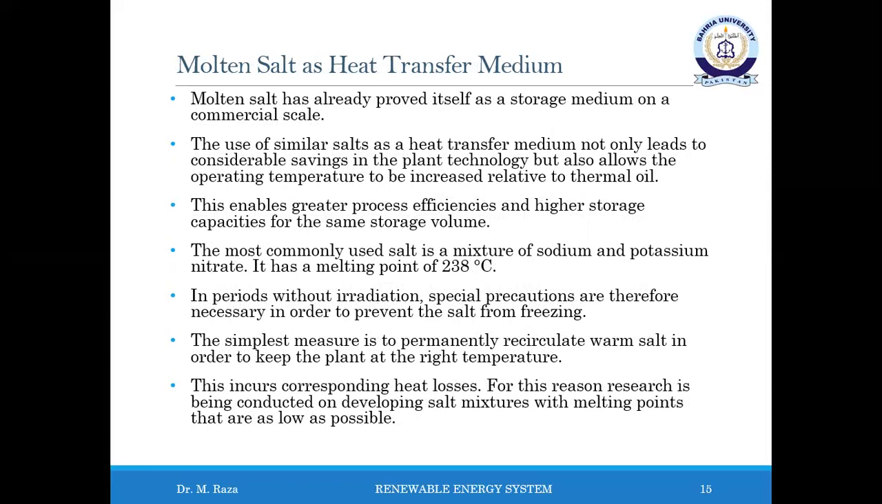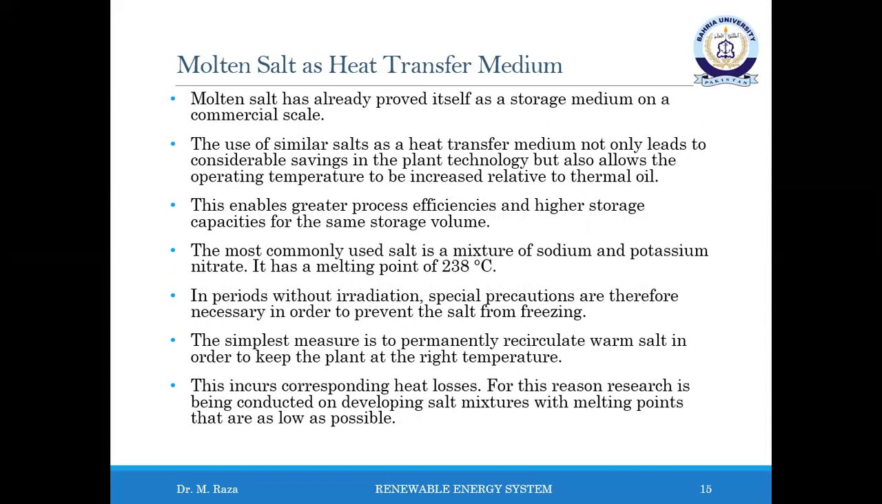Molten salt has already proved itself as a storage medium on a commercial scale. The use of similar salt as a heat transfer medium not only leads to considerable savings in the plant technology but also allows the operating temperature to be increased relative to thermal oil. This enables greater process efficiency and higher storage capacity for the same storage volume.